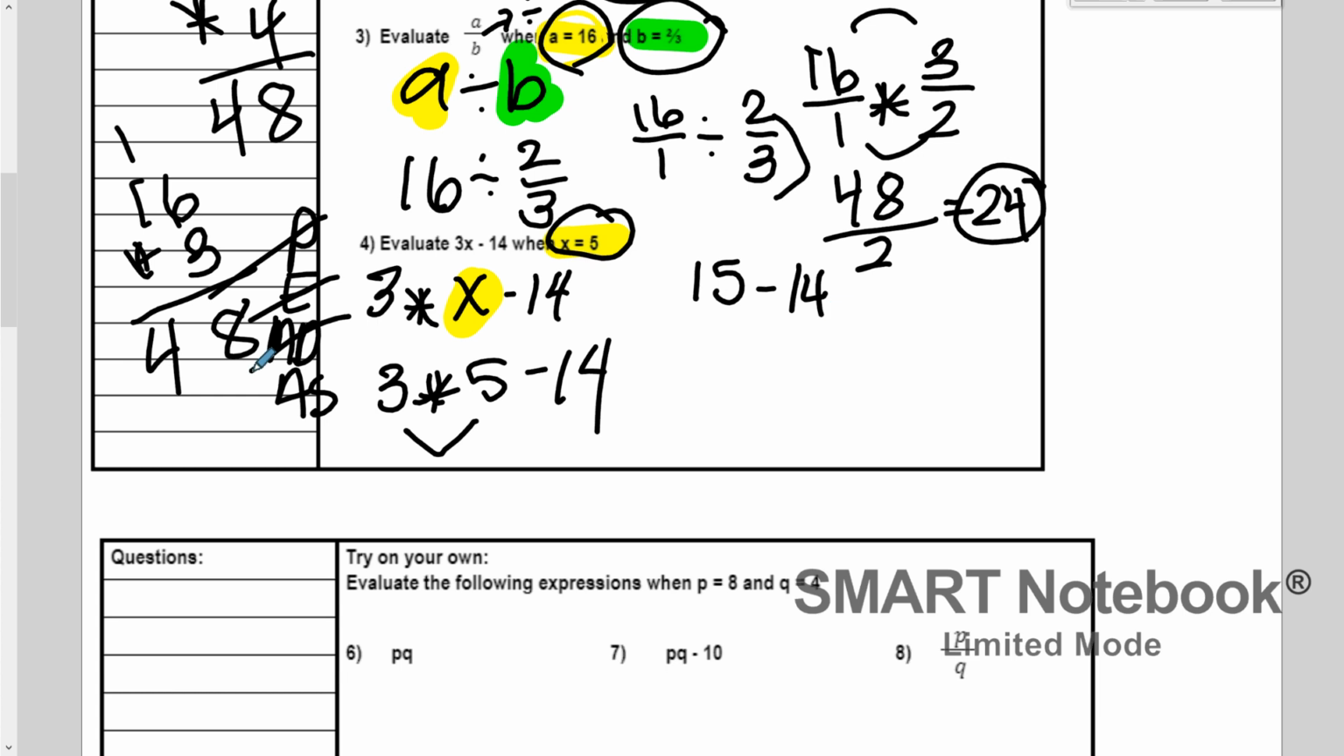Now I'm done with my multiplication and division, and I have my subtraction. 15 minus 14 is 1. So my final answer would be 1.